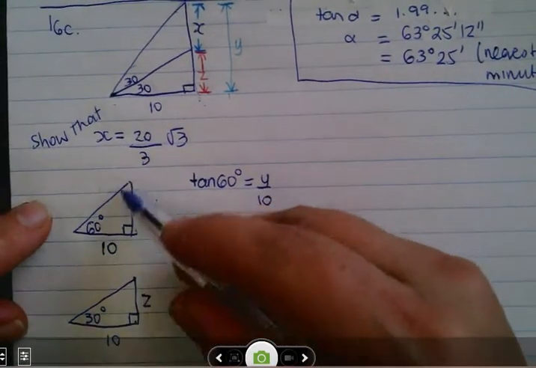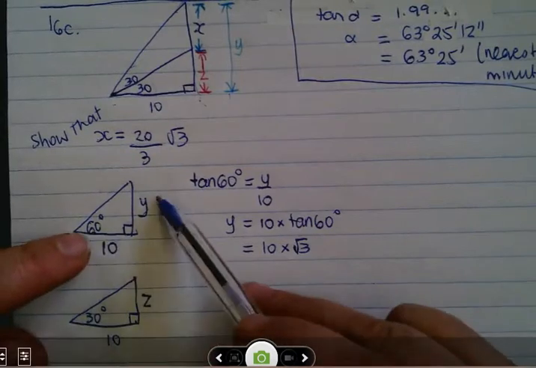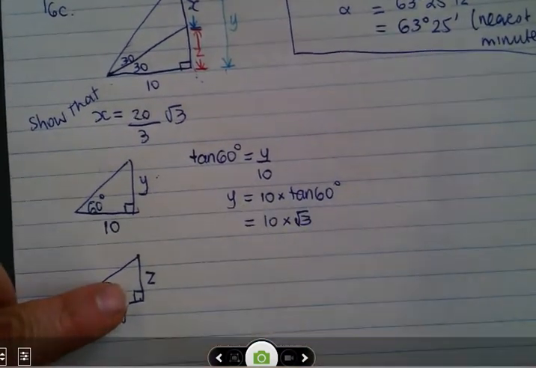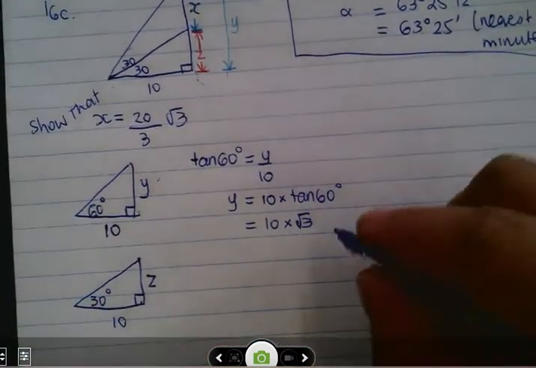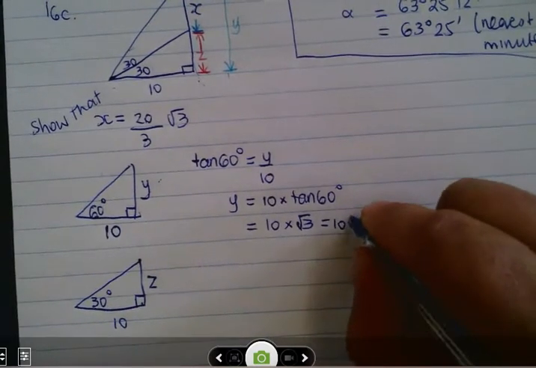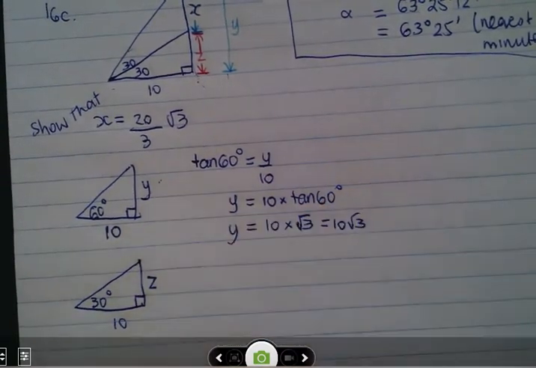So draw your large triangle for y. Tan of 60 is y on 10. Y is 10 times tan 60, which is 10 times root 3, or we write that as 10 root 3. That's what y is.